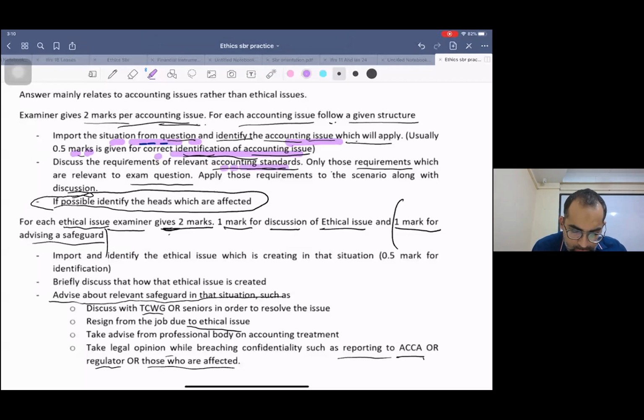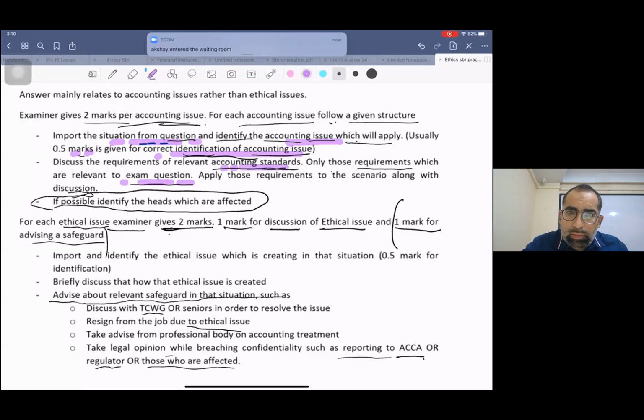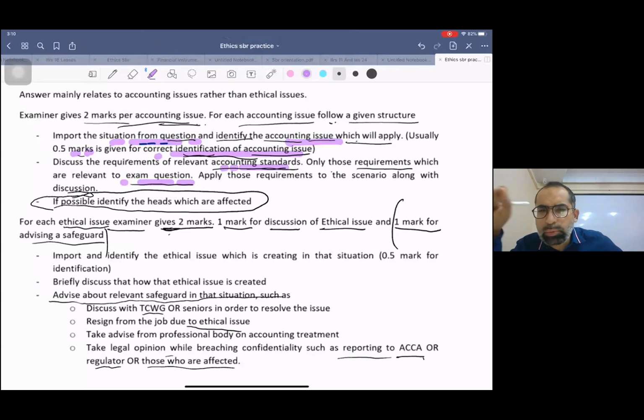Only those requirements which are relevant to the exam. Apply those requirements to the scenario, along with the discussion. Just simply do the accounting discussion, the IFRS discussion with that. Now, if possible, identify the heads which are affected.